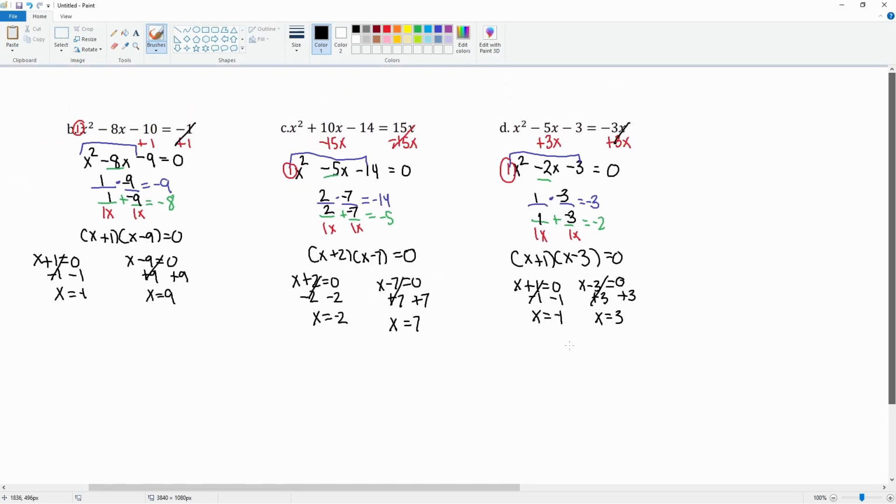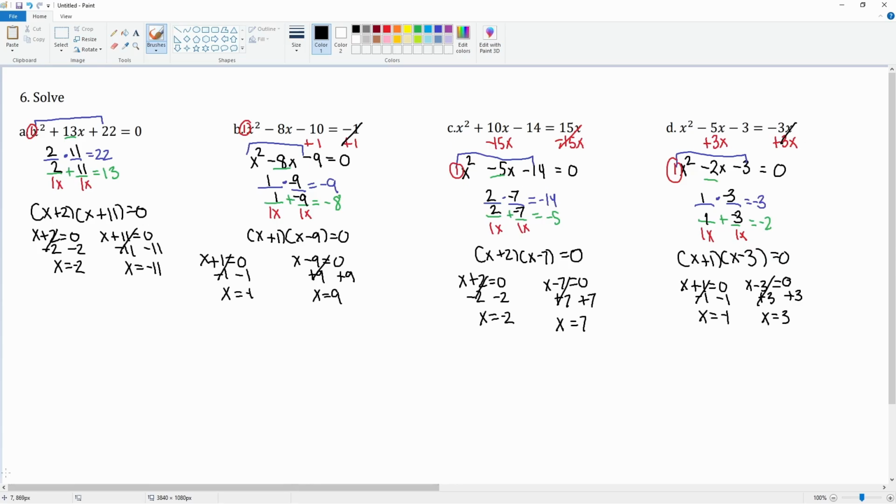Right, so there you go. Those are all the solutions. Make sure you factor first, set each term equal to 0, then solve.